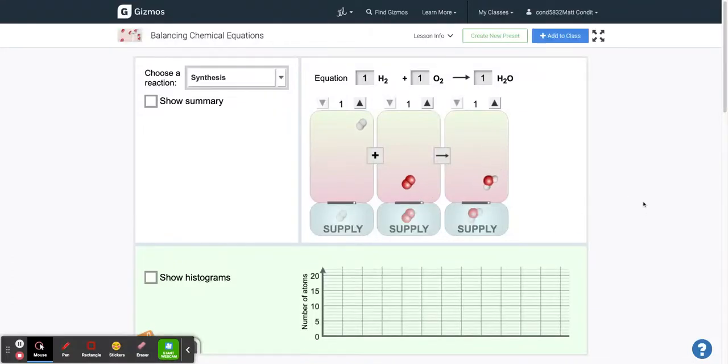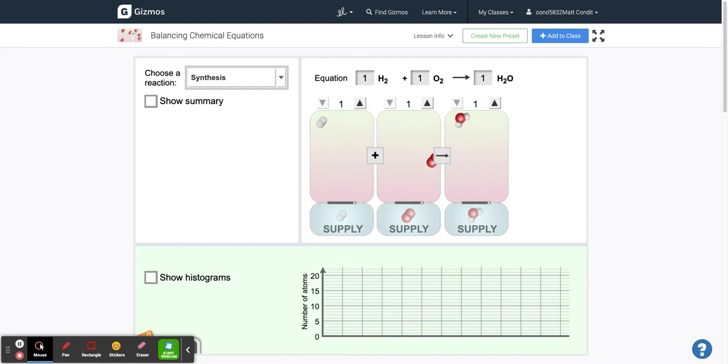Hi everybody, this is our video for balancing chemical equations in Gizmo. And the first thing you're of course going to need to do is go into the portal and go to the class and the gizmos, and you'll find this. This is the little tile that it has, and then it says balancing chemical equations right at the top, and your opening page looks just like this.